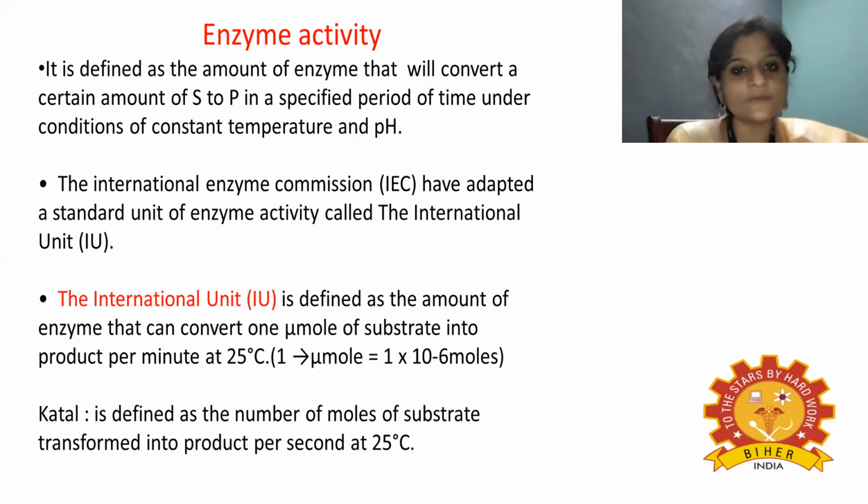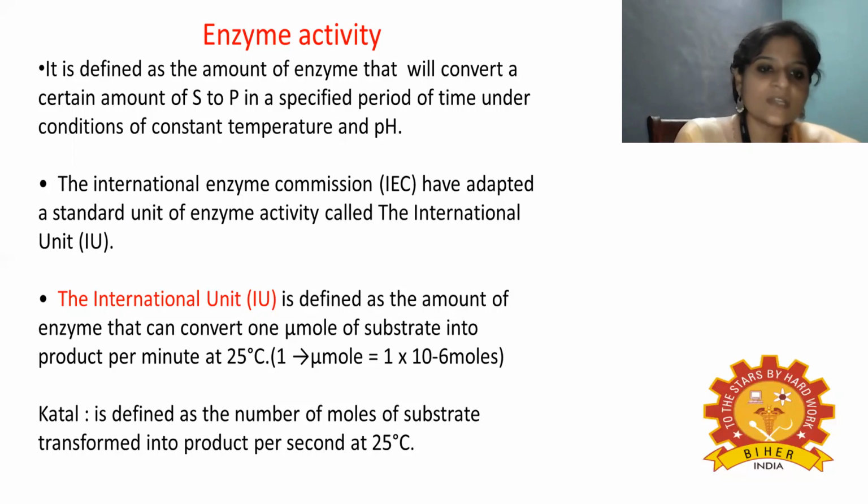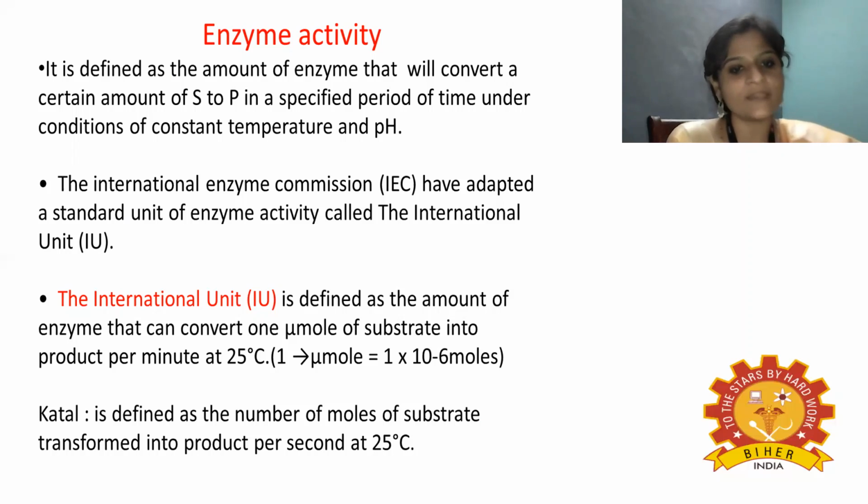So how are you going to denote your enzyme activity? It is based on the international unit. What is this international unit? This international unit is defined as the amount of enzyme that can convert 1 micromole of substrate into product per minute at 25 degrees Celsius. So this definition is more or less similar to enzyme activity, where we more precisely say 1 micromole of substrate converted into product at 25 degrees Celsius per minute.